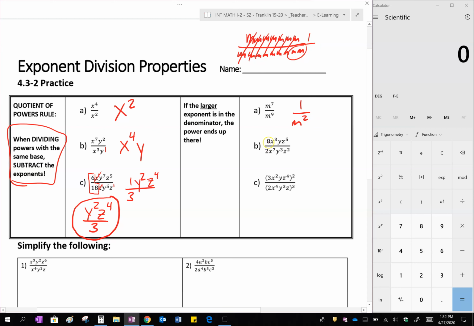Okay, 2 left. 8 divided by 2, well that's 4. So what I would do is, for these bigger problems, I would just make your fraction bar, put the ones you know where they go, and then you can clean it up at the end. So 8 divided by 2 is 4. X to the 7th, and then we have x to the 3rd. 7 minus 3 is 4. But again, because the bigger one's in the bottom, that's where the answer ends up. So x to the 4th.